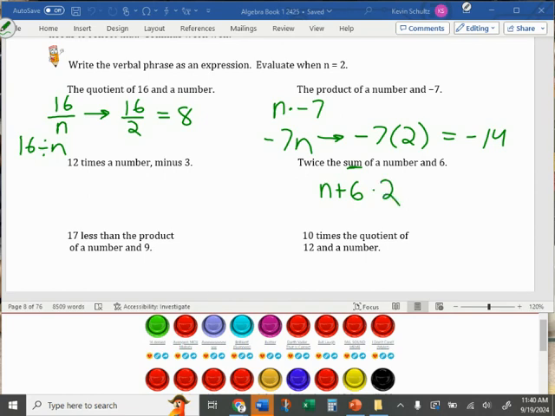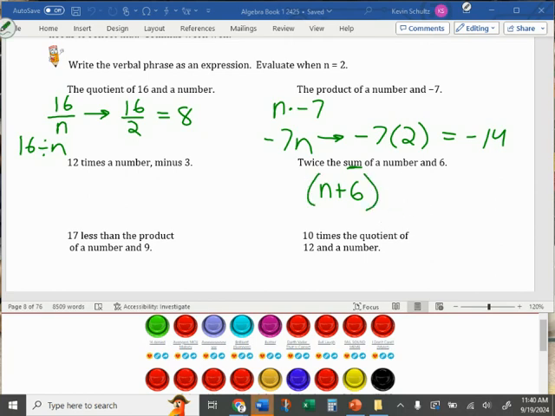Okay? Anyone see any issues with this? Oh, yes. Kaylin? 6 would have to be in brackets. Yes. Okay? If it says twice the sum, it means that we have to get the sum first. Right? What is the sum of n and 6? Then we're going to double that. If I just write times 2 here, I'm not doubling the sum. I'm only doubling 6 because of the order of operations. Right? We have to multiply first. So Kaylin said we have to add some parentheses.